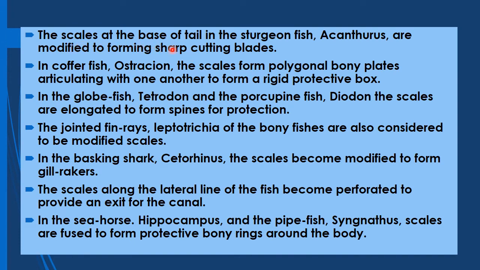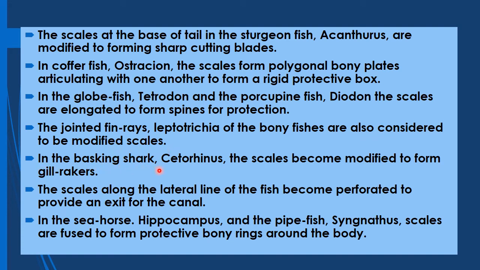So the scales at the base of the tail in the sturgeon fish and Acanthurus are modified to form sharp cutting blade-like structures. In the coffer fish, Ostracion, the scales form polygonal bony plates articulating with one another to form a rigid protective box-like structure. In the globefish, that is Tetrodon, and the porcupine fish, Diodon, the scales are elongated to form spines for protection. The jointed fin rays, lepidotrichia, of the bony fishes are also considered to be modified scales.